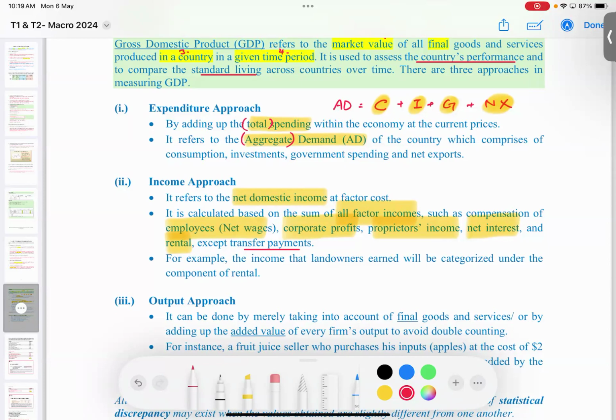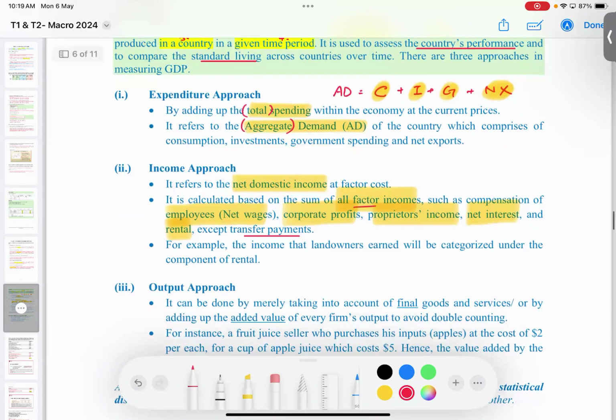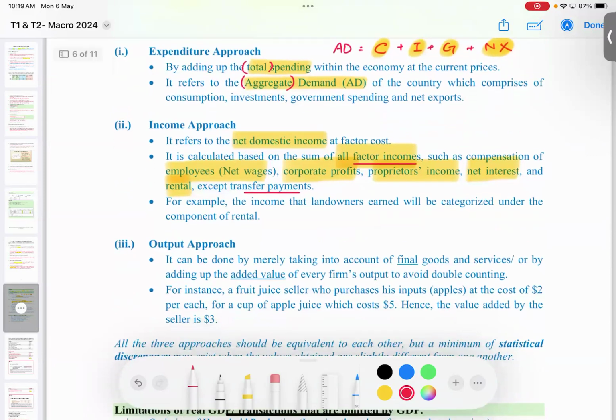So therefore, transfer payments are not considered as income because that's not what you earn, and it's not something that you produce and therefore get the income. So transfer payments are being excluded. Okay, so that is the income approach. You look into the income of all the factors of production, all factors income. The next approach is the output approach.